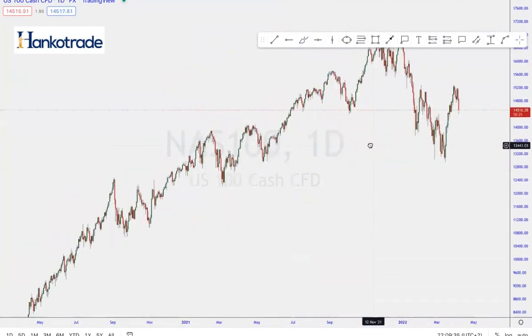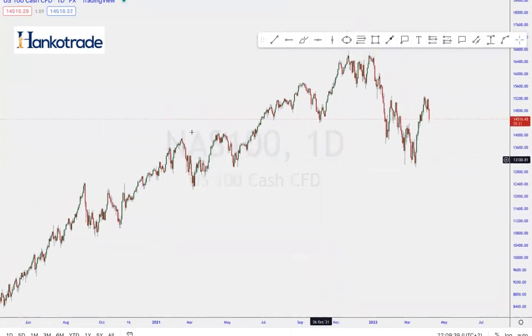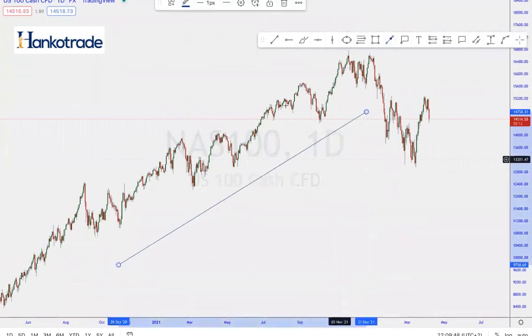So we're going to be using this chart that we have, and this is the NAS 100 chart. It's pretty clear, pretty simple. We can see that the market has been creating a series of highs towards the upside. So in this case, the market is on an upward trend. If the market keeps on printing higher highs and higher lows, the market is on an upward trend.